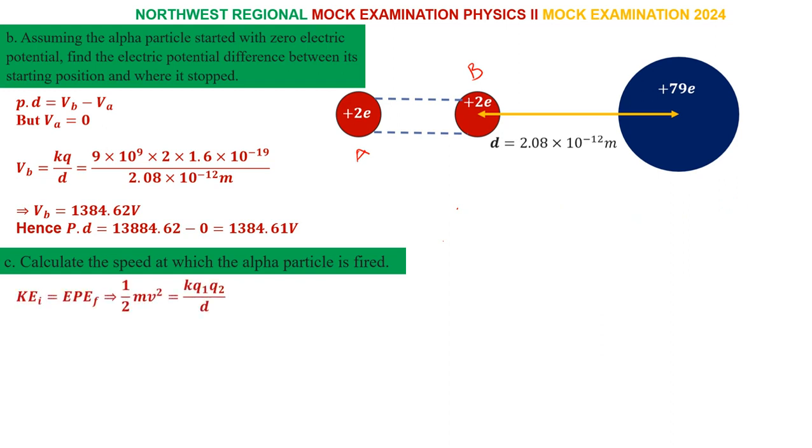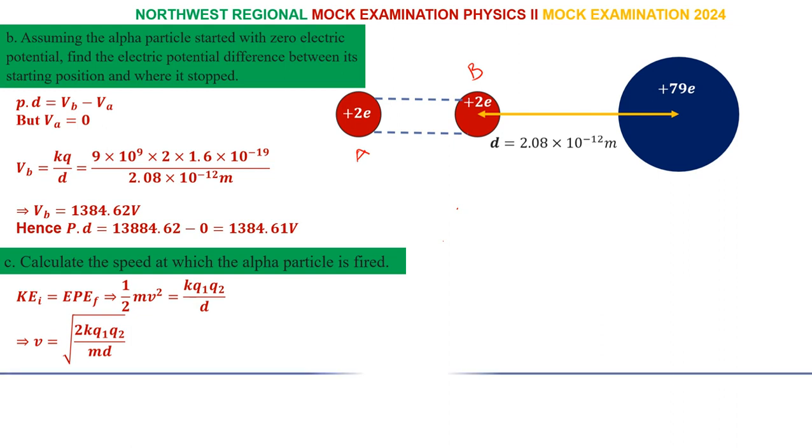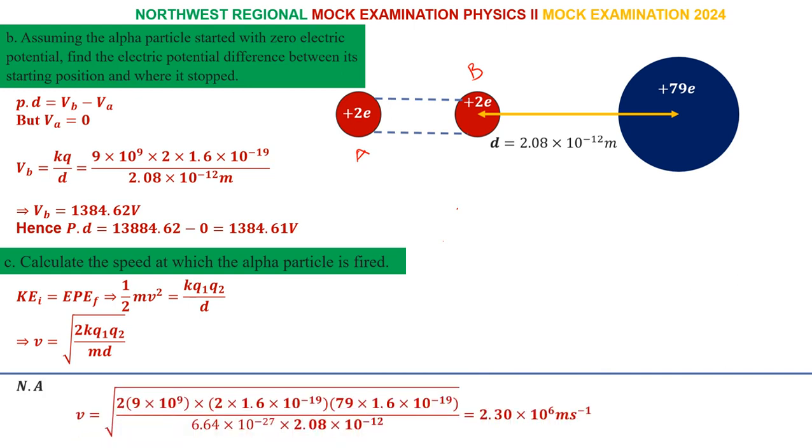So let's get the value. So we get that the kinetic energy is equal to EPE final, which implies that a half mv squared is equal to KQ1Q2 divided by D, where KQ1Q2 divided by D is the electric potential energy. And so we make V the subject of the formula, and from there we see that V will be equal to the square root of 2kQ1Q2 divided by D, divided by m. Okay, so from there we do numerical application, so we are going to substitute the values given.